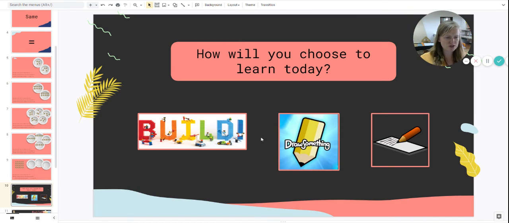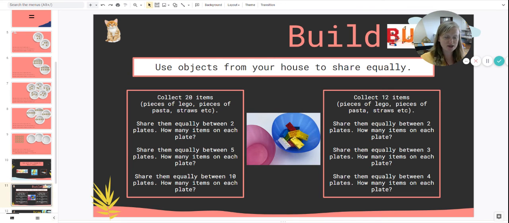All right, so I want you to choose how you're going to learn today. You have 3 options. You can build, you can draw, or you can write. If you choose to build, you're going to go and collect up items from your house. So I said maybe some Lego, maybe some pieces of pasta, or maybe some straws, something that you can manipulate and divide up easily. And when you have 20, the first time I want you to share them equally between 2 plates and record how many items on each plate. Then share them equally between 5 plates and tell me how many items are on each plate. Share them equally between 10 plates and tell me how many items are on each plate. And then start all over again, and this time do it with 12.